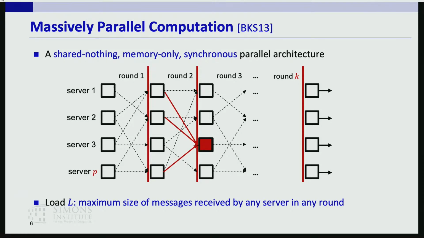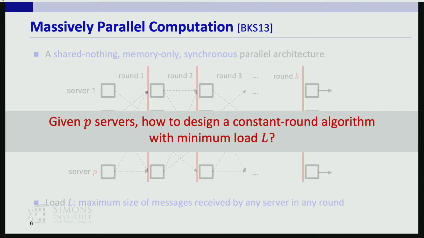Algorithms in this model are first measured by the number of rounds and then the load, which is defined as the maximum size of message received by any server in any round. As the system synchronization is very expensive, we only consider algorithms running in a constant number of rounds. So the question is, given a join query, a database, and P servers, how to design a constant round algorithm for computing the join results with minimum load?